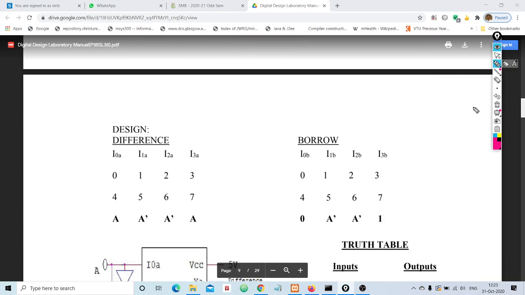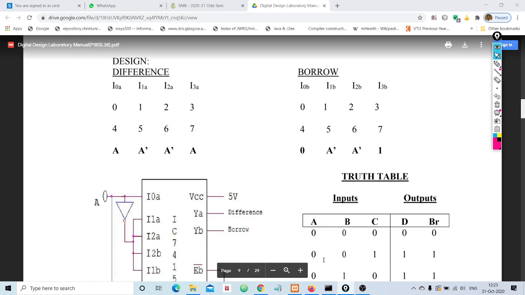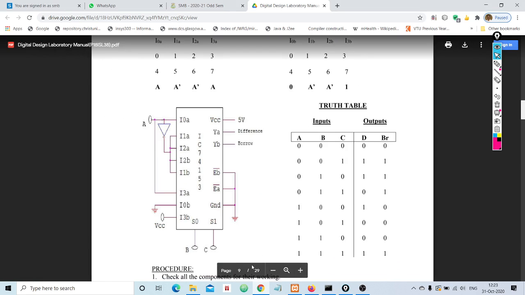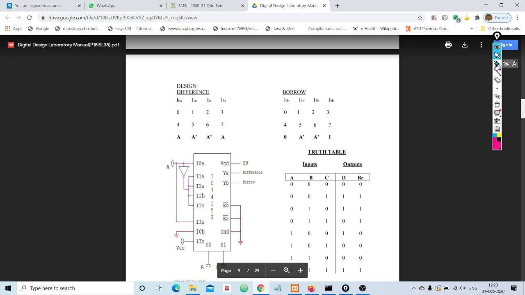We shall go one by one. First we shall focus on difference, then we shall focus on borrow. Since we decided multiplexer A should be used for difference, these I0A, I1A, I2A, I3A are nothing but the input lines for multiplexer A. Clear? Now below these input lines, just write continuous numbers starting from 0, 1, 2, 3, 4, 5, 6, 7. These numbers are the index of the truth table, the row index.